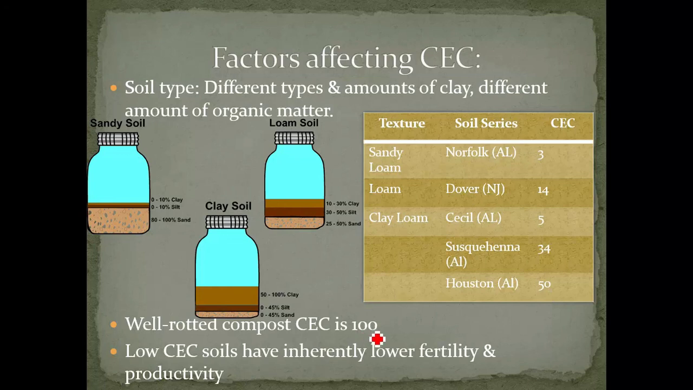A well-rotted compost shows you the value and the contribution of organic matter to the CEC. Remember I said organic matter improves water infiltration rates, it improves the soil structure, it improves water holding capacity, it improves cation exchange capacity. So soils that have a low CEC, like a Norfolk sandy loam in South Alabama, inherently have lower fertility and productivity.